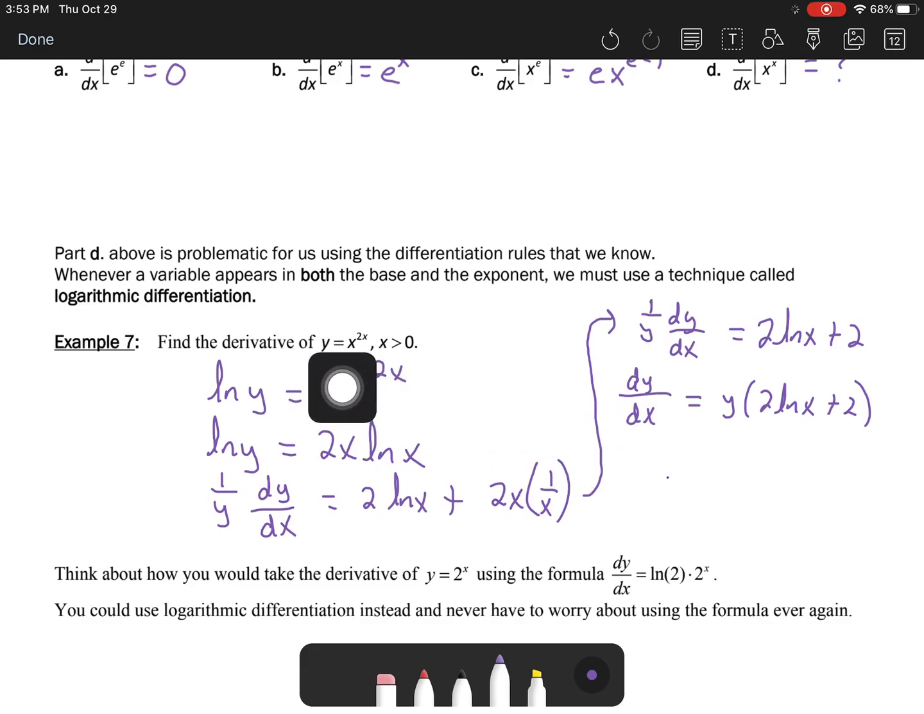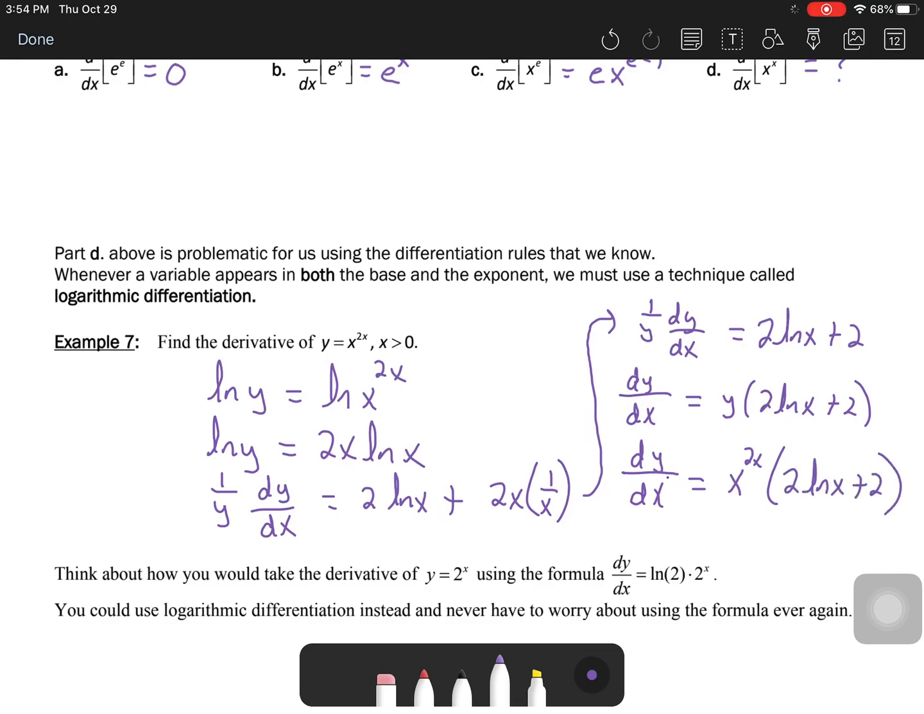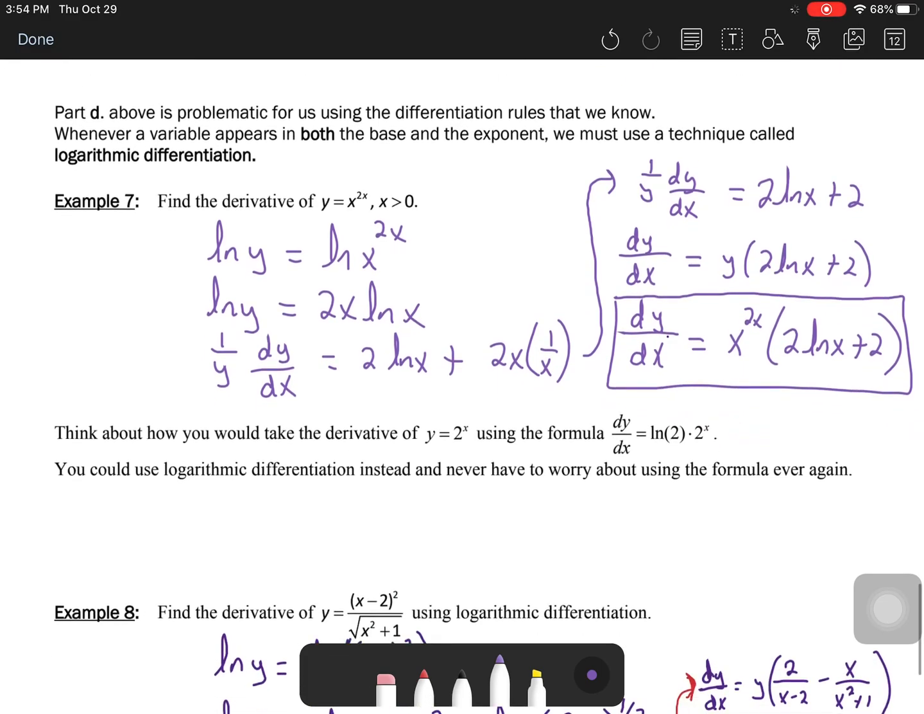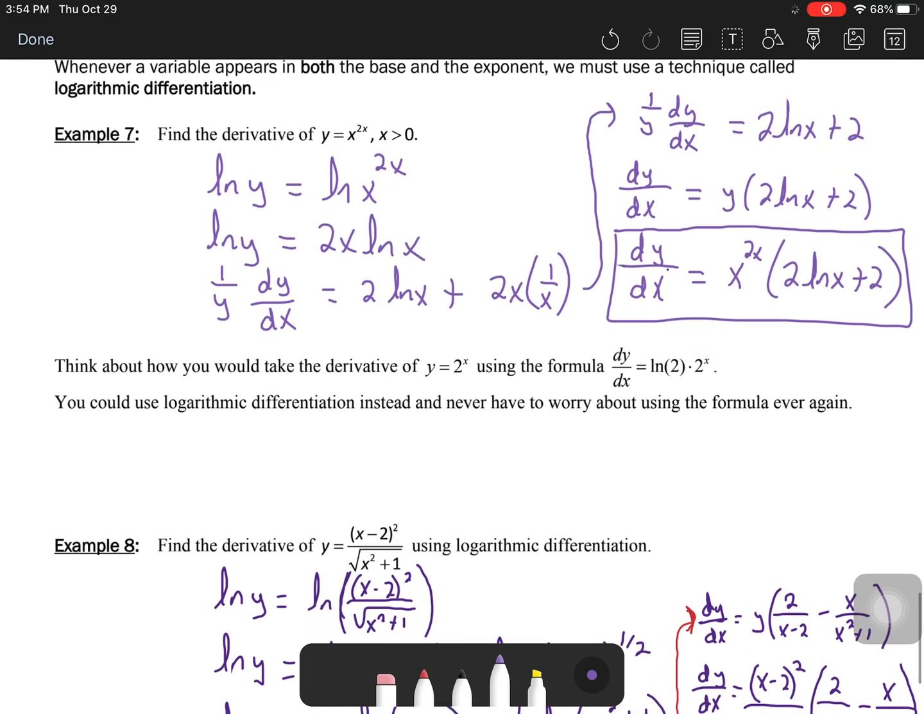So because we know y is equal to x to the 2x power, let's substitute that back in right here. So dy/dx equals x to the 2x times this expression, 2 ln of x plus 2. And that would probably be the way we'd leave our answer. Okay? So that's an example of logarithmic differentiation. All right, so let's take a look at the next one.